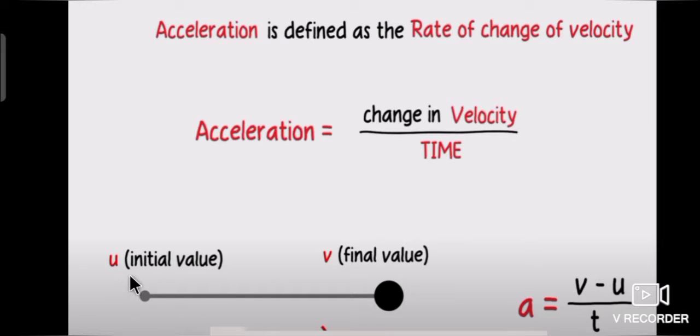See the picture. This is the initial value, that is initial velocity. Then the next point V is the final value, that is final velocity. So acceleration a is equal to v minus u divided by t: final velocity minus initial velocity divided by time.